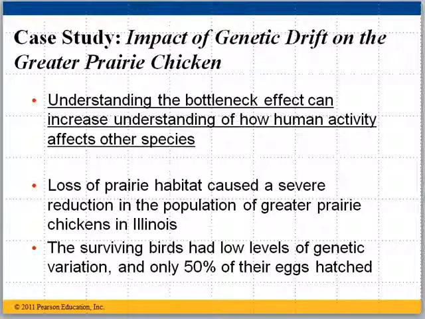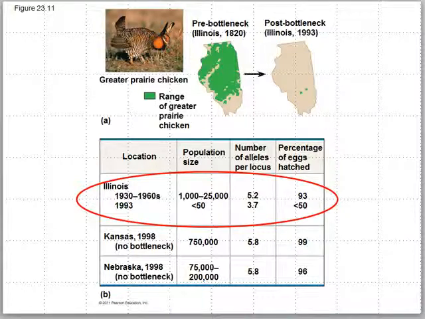They give you a nice graphic in the textbook here. Here you have the state of Illinois, and back in 1820 you can see these greater prairie chicken, the range covered almost all the state. And then in 1993 there's only a few tiny little spots of this greater prairie chicken left, and so there was a drastic reduction in population, and there was a correlation to some problems because of that reduction. So here in Illinois you can see the population size, how much it dropped, and you can see the number of alleles per locus also dropped, so the genetic diversity dropped, and the percentage of eggs hatching dropped as well.